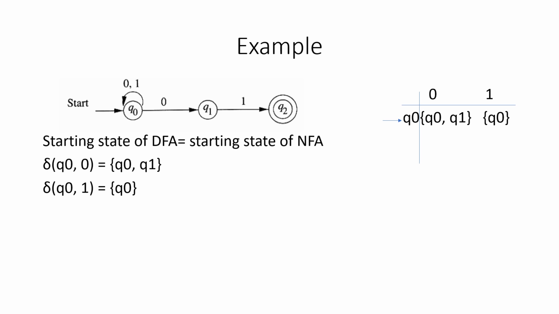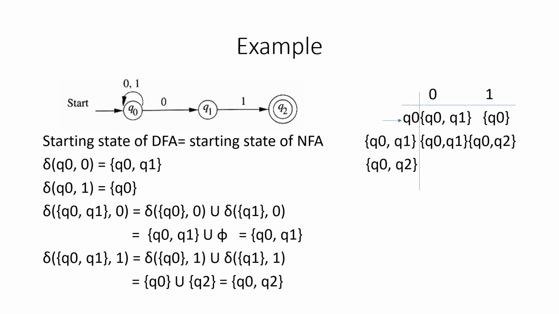In NFA to DFA conversion, we have to start from the starting state of the NFA. Why? Because the starting state of the NFA becomes the starting state of the DFA, right? So after finding the transitions, the table gets filled like this. Now this set of states has to be considered as a single state for the DFA. That is, we take this as a new state and we have to iterate the process.